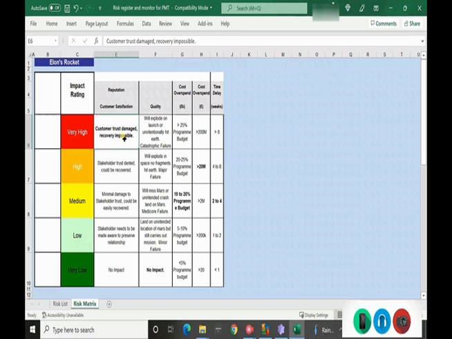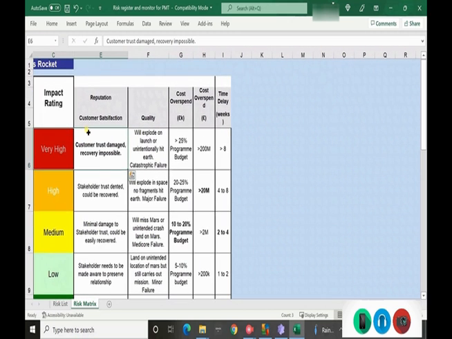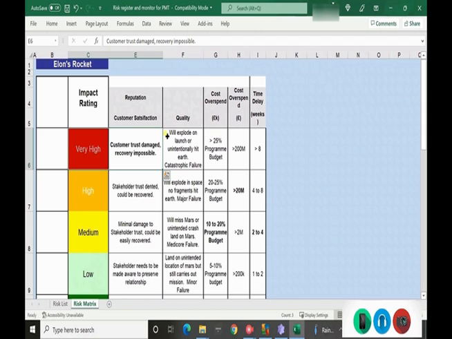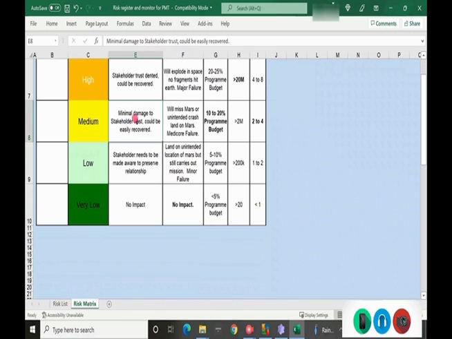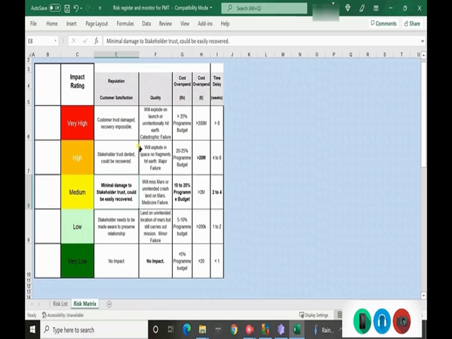But customer trust has been damaged, recovery impossible. Now, because that one there is the top impact, that means your assessment is impact very high. Now, if that wasn't the case, let's just say that minimal damage to stakeholder trust could be easily recoverable. Then, because the highest scoring is on cost overspend, the impact rating would be high. So this is where, even though you might have a risk which has a huge financial impact, but all the rest of it is down at very low, that is your driving factor, and you want to reference that in the risk later on. Okay.